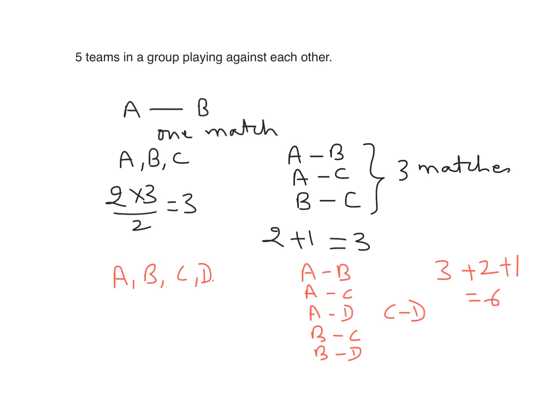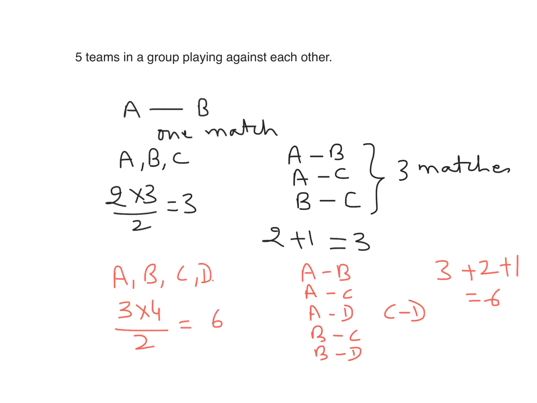The other way, if you see, then you have A playing 3 matches, B also playing 3 matches. In fact, all the 4 teams will be playing 3 matches each. So 4 into 3, or say 3 multiplied by 4 divided by 2, so that also gives you 6.